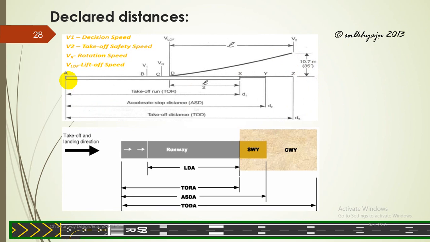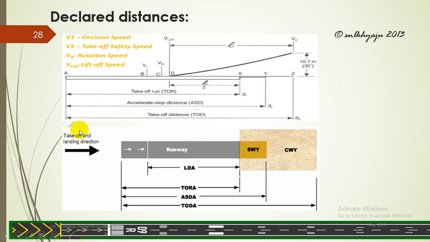In this case, the aircraft can run up to X distance for the takeoff, and the distance from A to X is taken as the takeoff run available, and distance A to Y is the accelerated stop distance available.